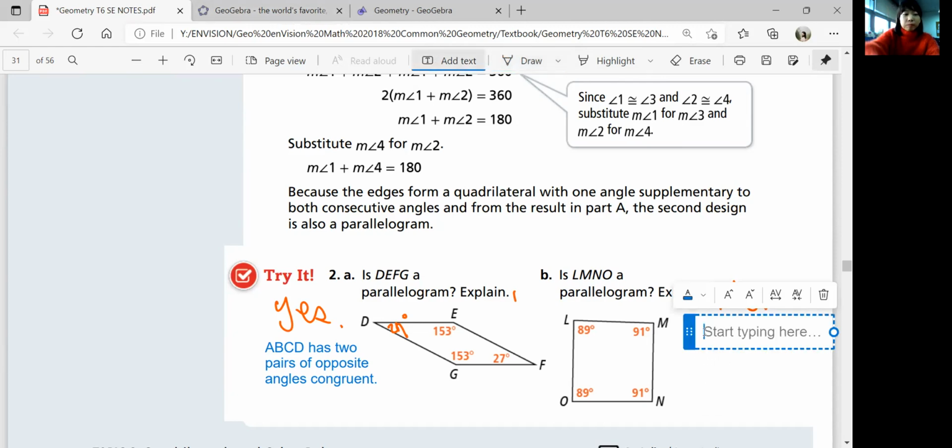And explain. None of the angles is supplementary to both of the angles consecutive.